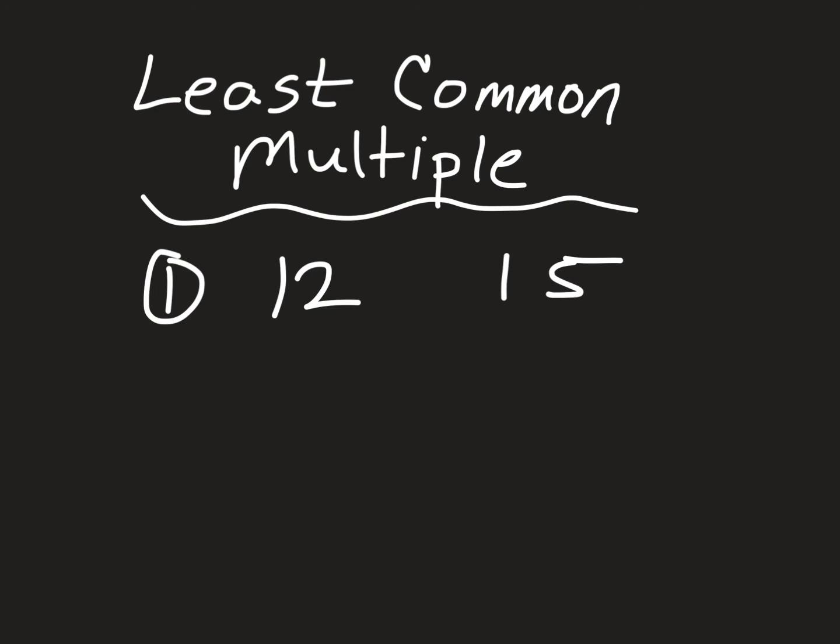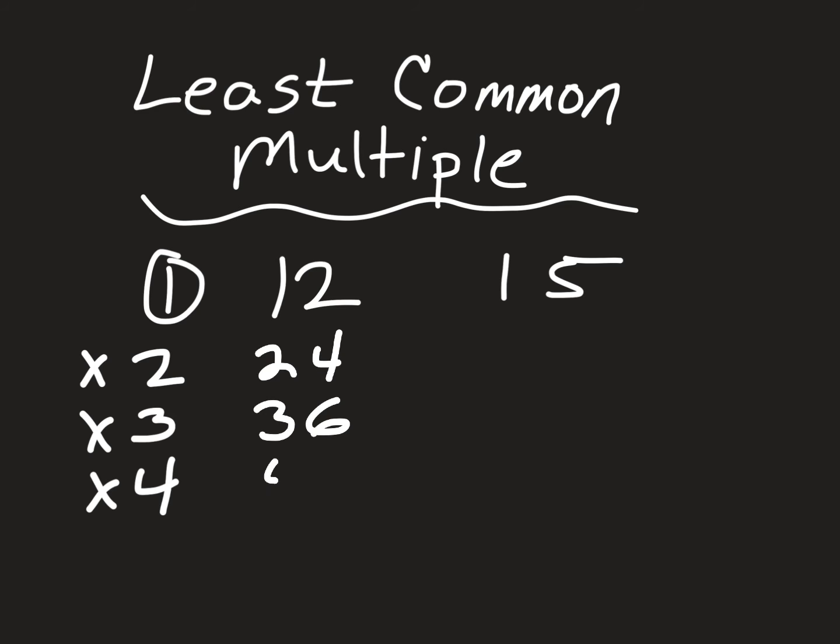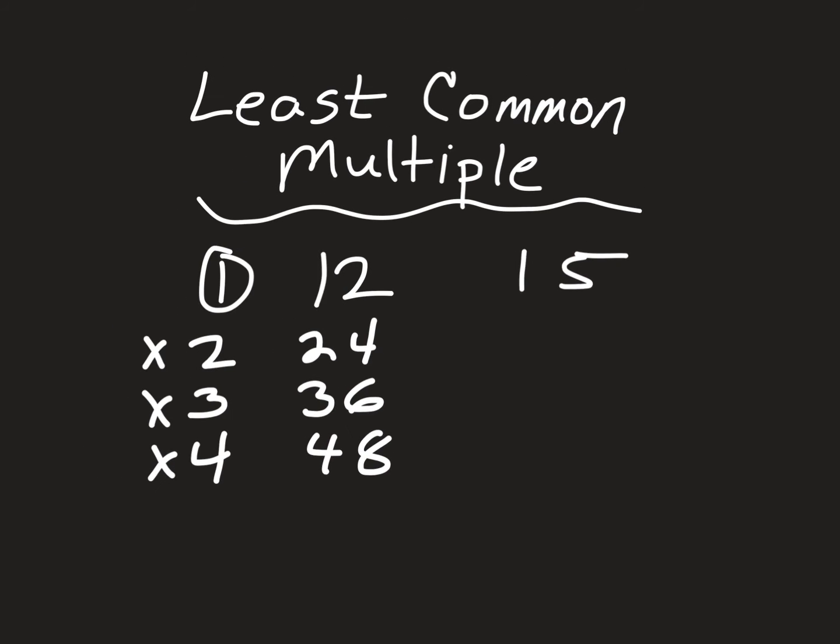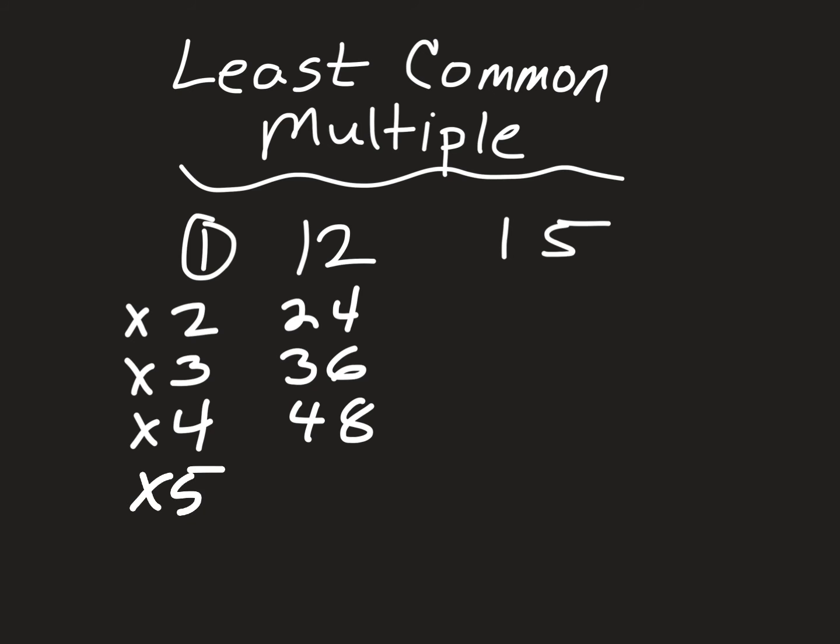The first thing we need to do is get a list of multiples. So the multiples of 12, we've got 12, 24, because 12 times 2 would be 24. 12 times 3 would be 36. 12 times 4 would be 48. 12 times 5 would be 60. 12 times 6 would be 72. I'm going to stop there and see if that's enough to get my common multiples for 15.